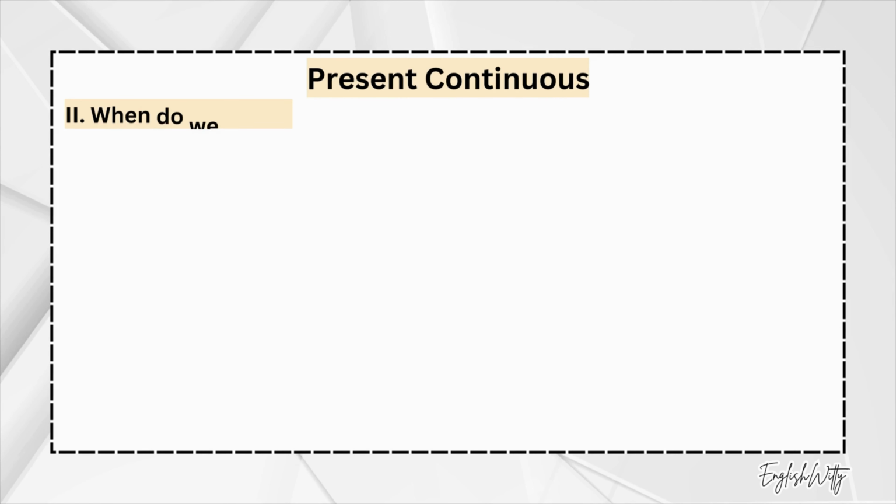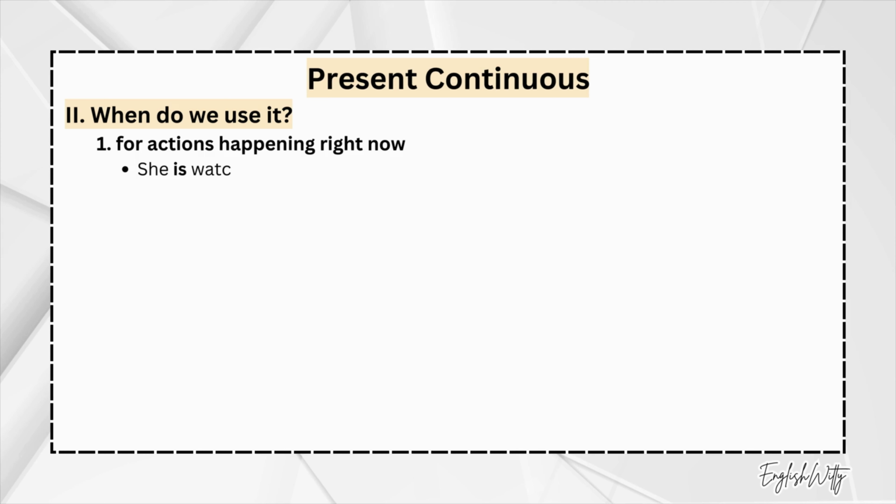We use the present continuous in 4 main situations. First, for actions happening right now. She is watching a video. I am speaking English.